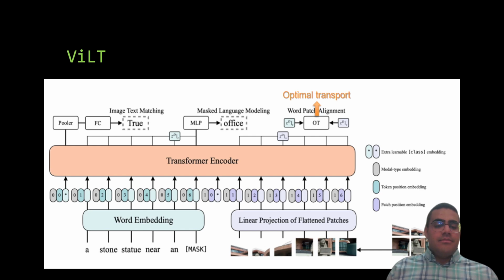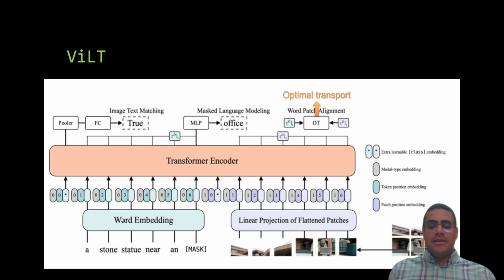Another famous model is ViLT. It is again a multimodal model working with vision and language at the same time. We can see the image was split into a bunch of patches, like in the vision transformer architecture. Also, we have the sentence, which is split into a bunch of tokens and passed through word embedding, which I previously explained to you.